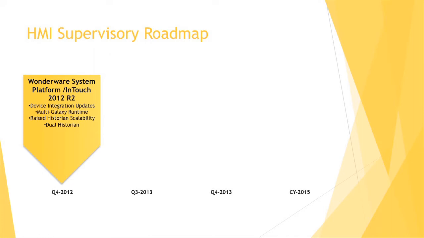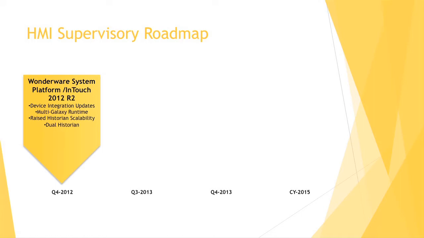Just to get us up to date where we are now, go back to the 2012 R2 release. A couple of changes, mainly to what I would call plumbing. The mechanism in which data is pushed from App Server into Historian. There's some new guts in there to push data, and also multi-galaxy, the ability to tie different galaxies together. So that was in the 2012 R2 release.